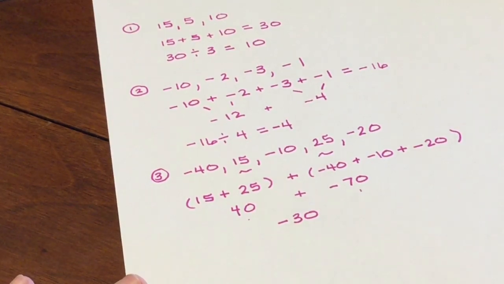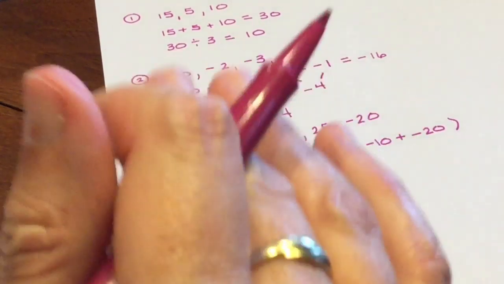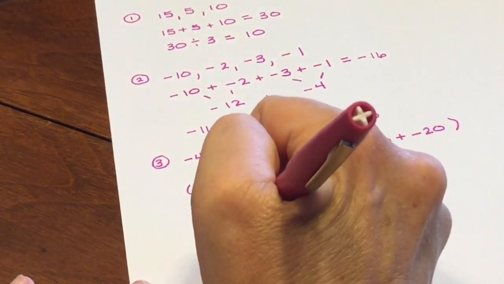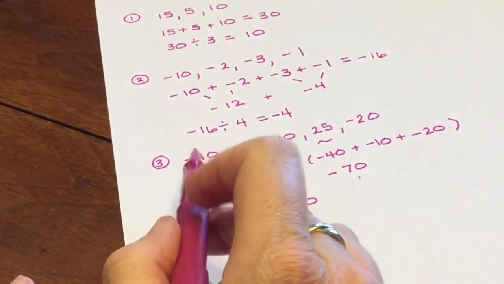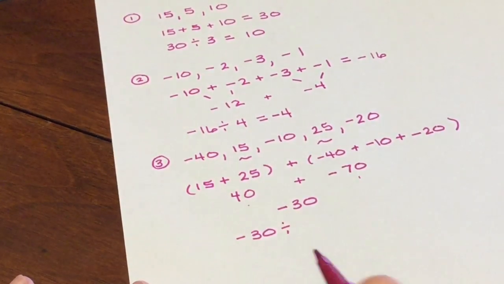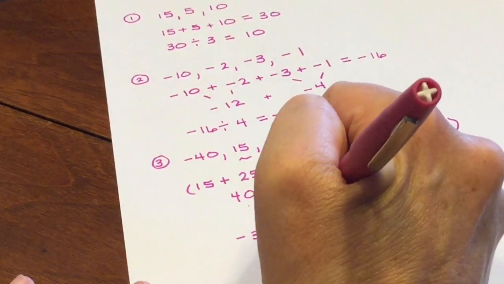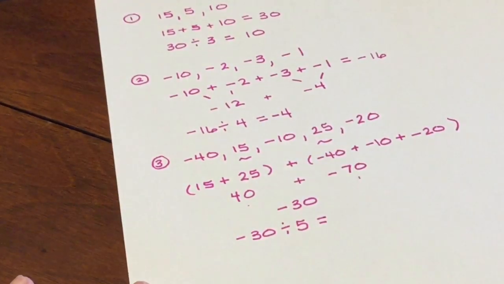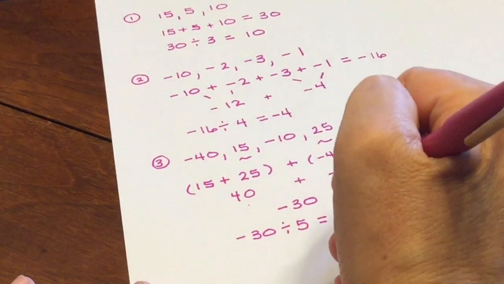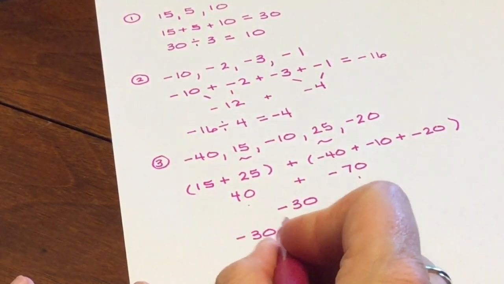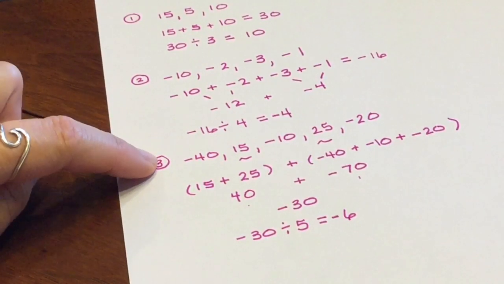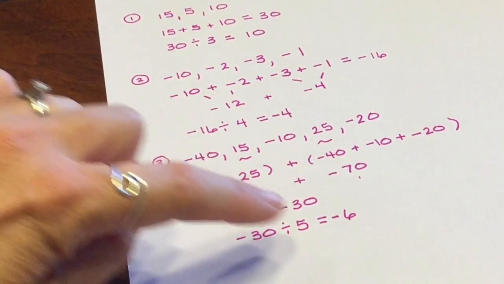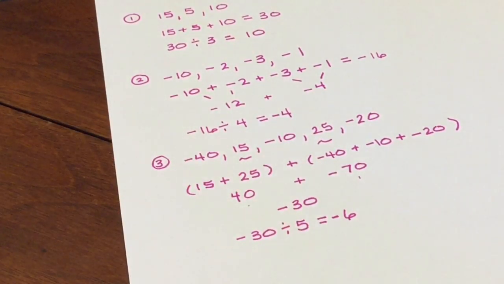Now we're not finished because that's just the adding. Now to get our final answer, we're going to take the negative 30 and we're going to divide it. There are 1, 2, 3, 4, 5 numbers there. So we're dividing it by 5. 30 divided by 5 is 6. And a negative divided by a positive is a negative. So the average of those 5 numbers is a negative 6.